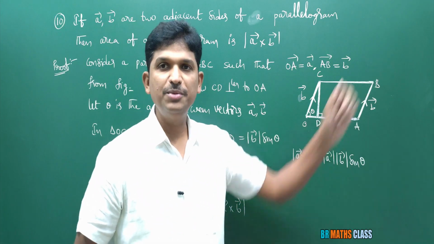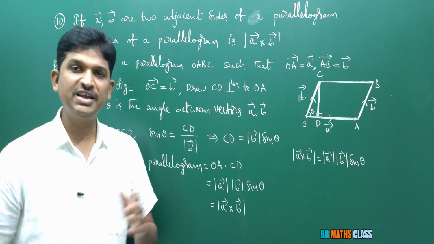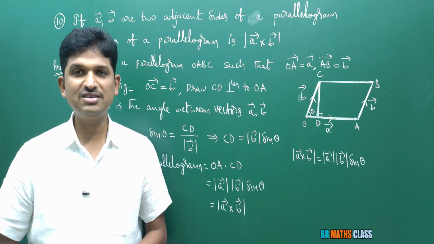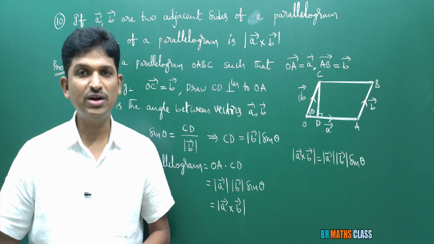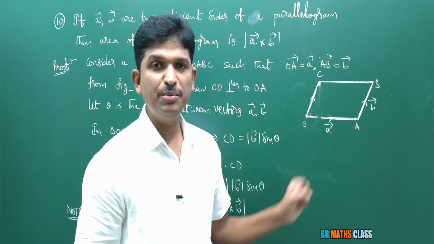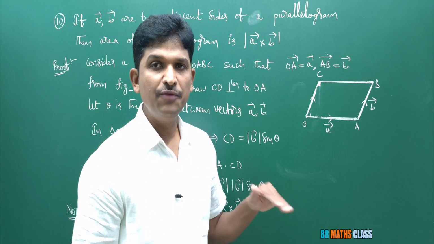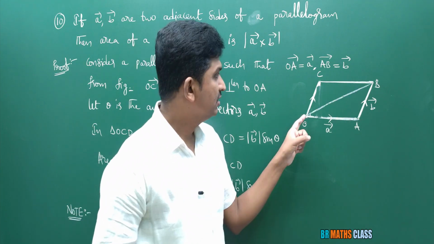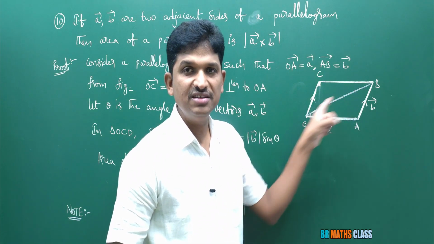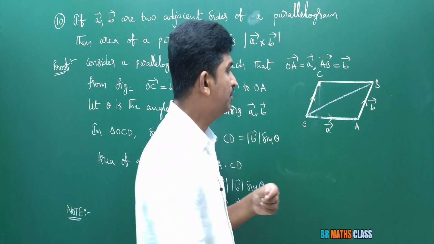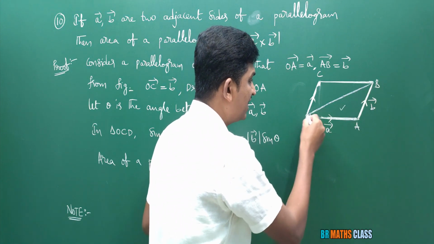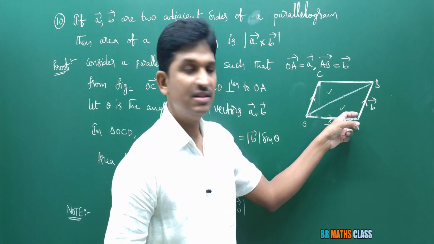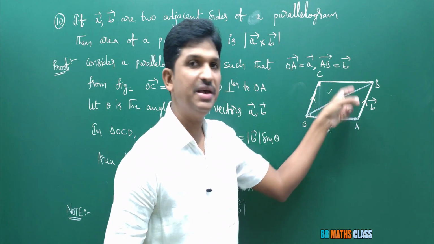So if A bar, B bar are the adjacent sides of a parallelogram, then the area of that parallelogram is magnitude of A bar cross B bar. I hope you understand this. From this only I can say what the area of a triangle is. If you observe clearly here, OA is the base of this parallelogram. If I draw OB, OB is the diagonal of this parallelogram. The triangle OAB and the triangle OBC are symmetrical. This area is the same as this area.